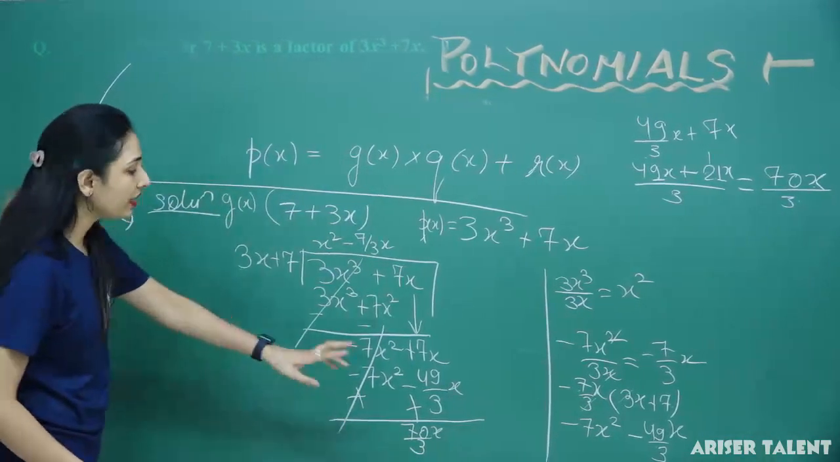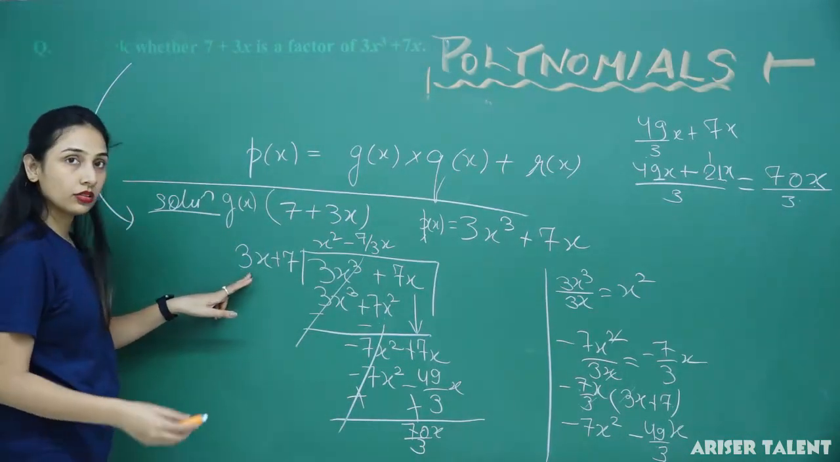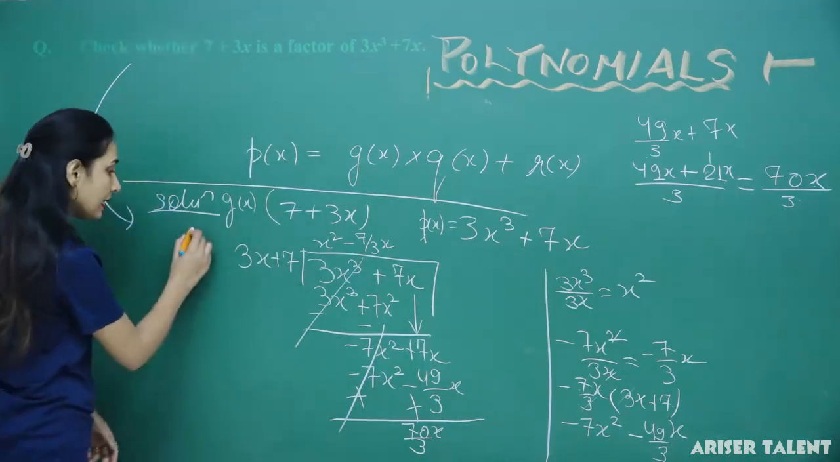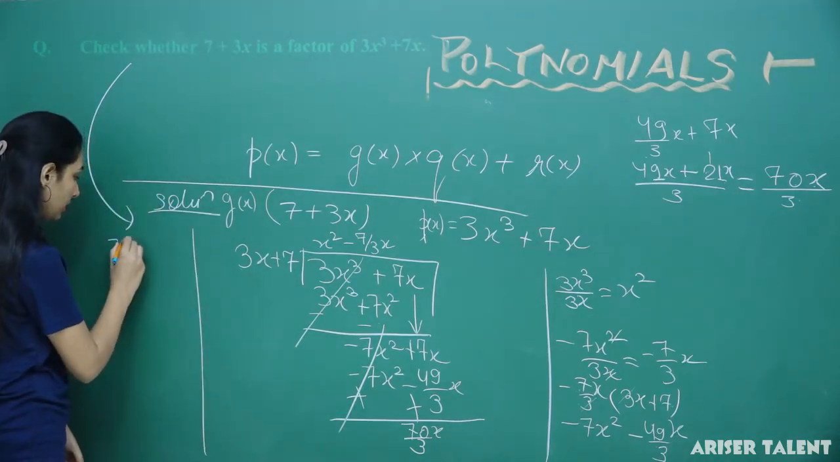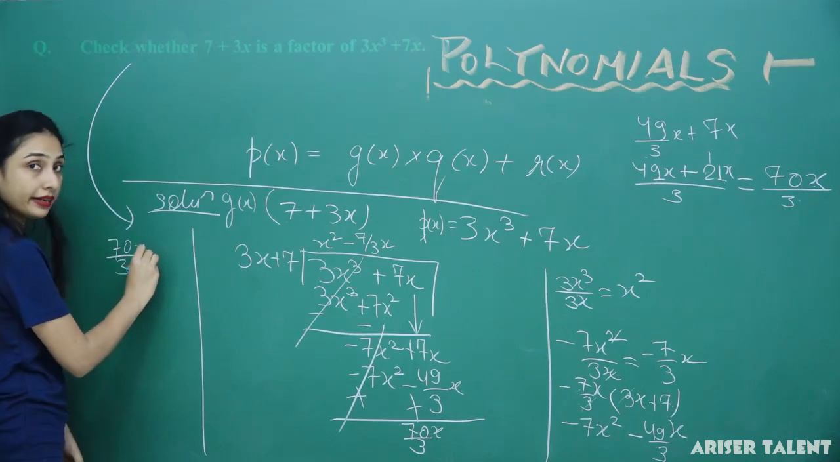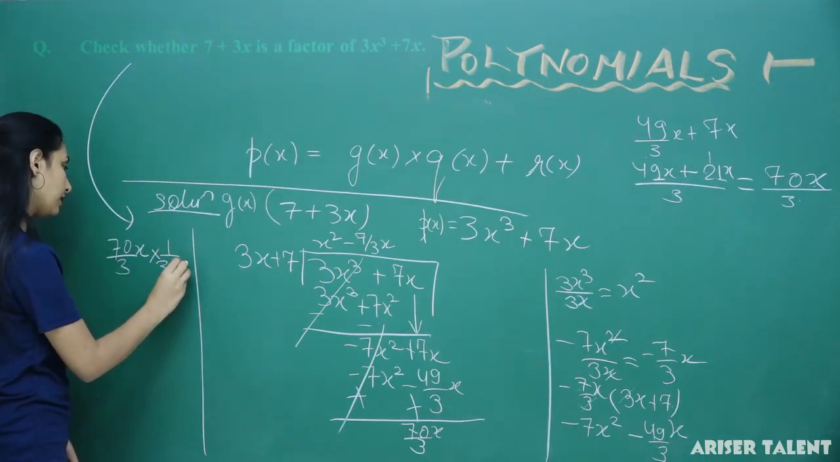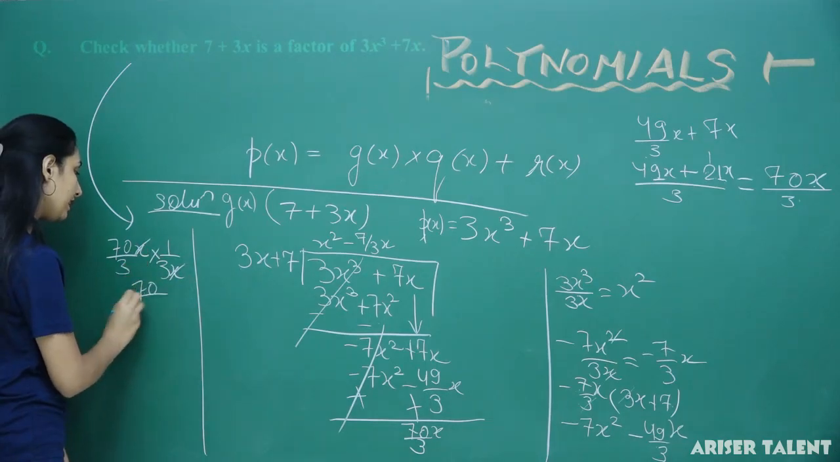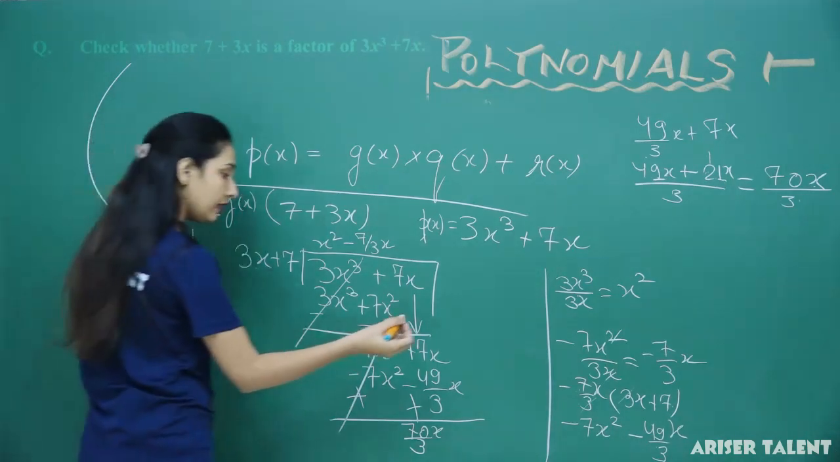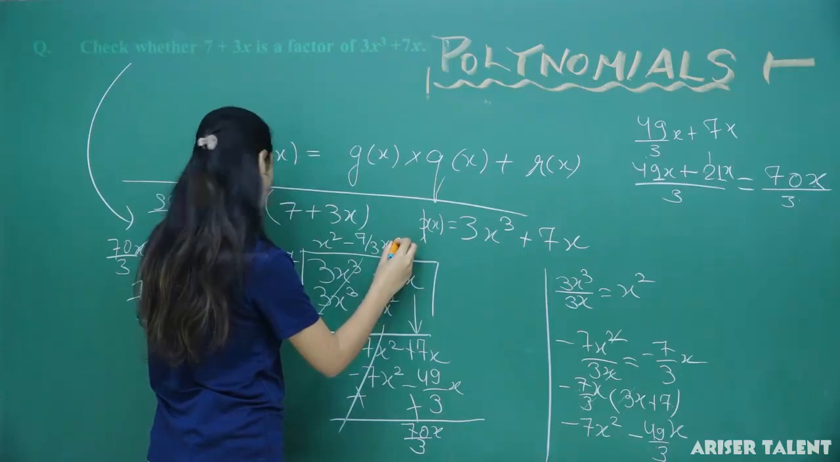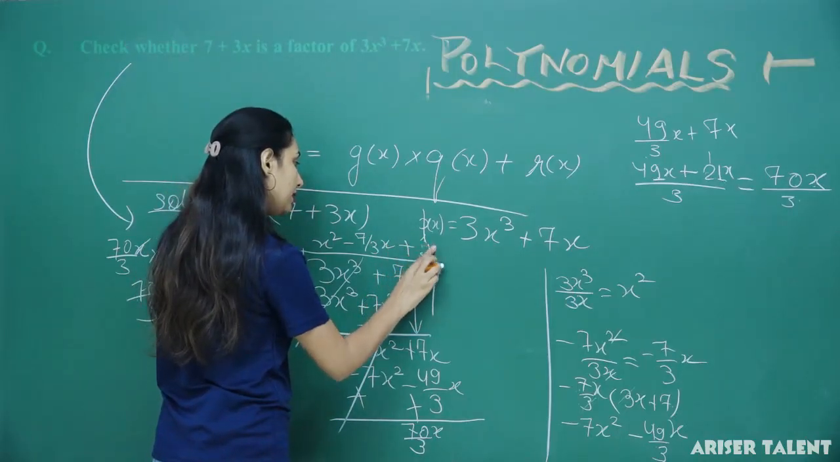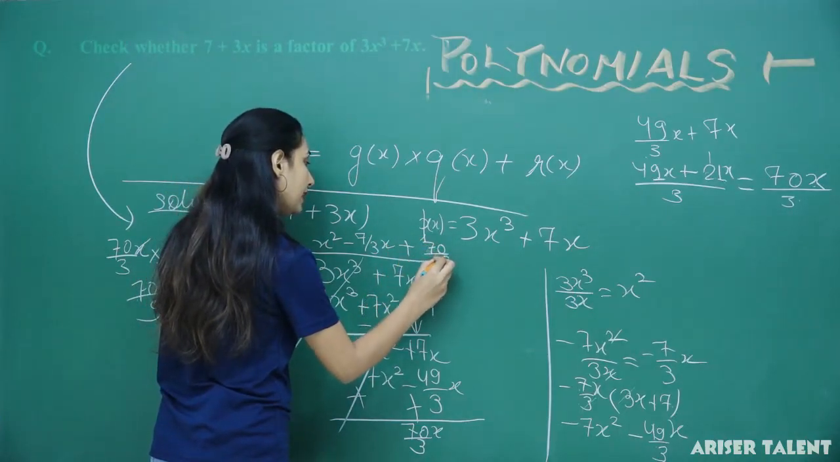Now 70x by 3x here and 3x here. So what will you do? You will just simply divide it by 3x and will get 70 by 9. So 70 by 9, okay, plus 70 by 9.